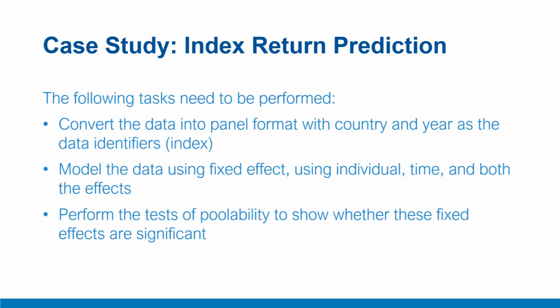Next, we'll convert the data into panel format in our environment with country and year as data identifiers or index variables. Then we'll model the data using fixed effect, using individual, time, and two-way, both individual and time effects. We'll perform the test of poolability to see whether the fixed effects are indeed significant or pool model is a decent model.